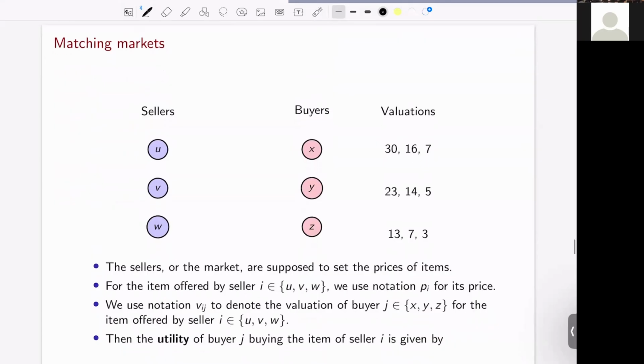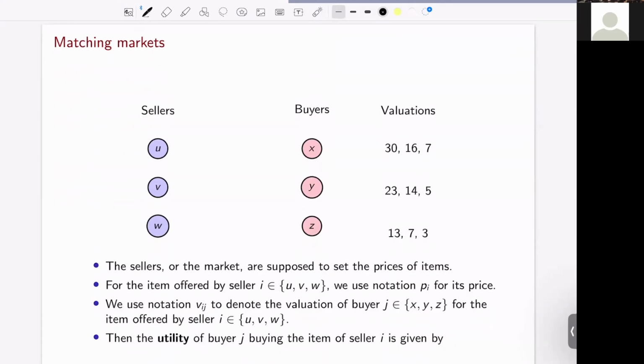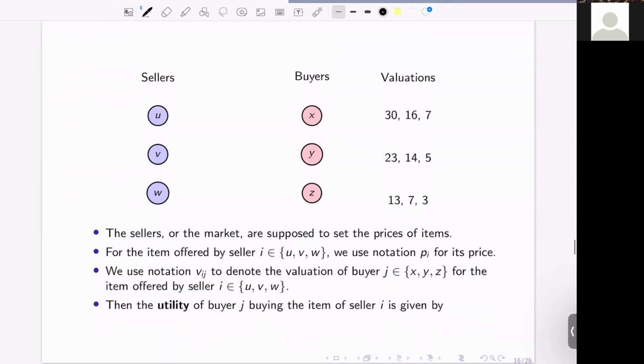Great. And the utility of buyer J, if it decides to buy item I, will be denoted as Uij. U stands for the utility. That is the profit, basically. So if buyer J purchases an item from seller I, then it will get this value of Vij, but it has to pay the price of the item, which is Pi. So this is the utility.